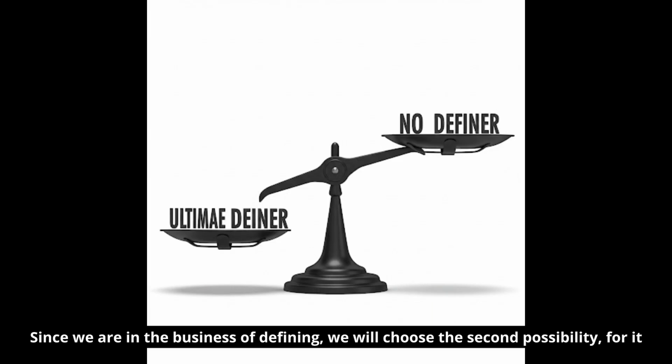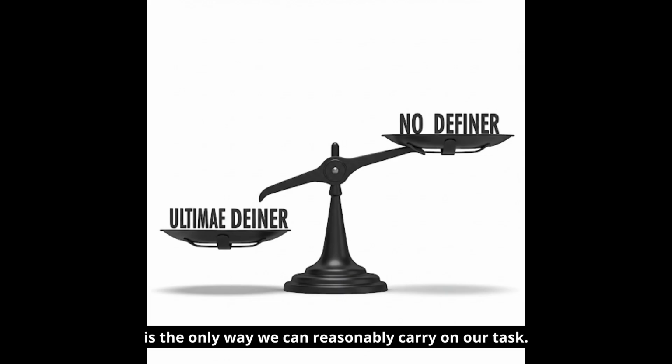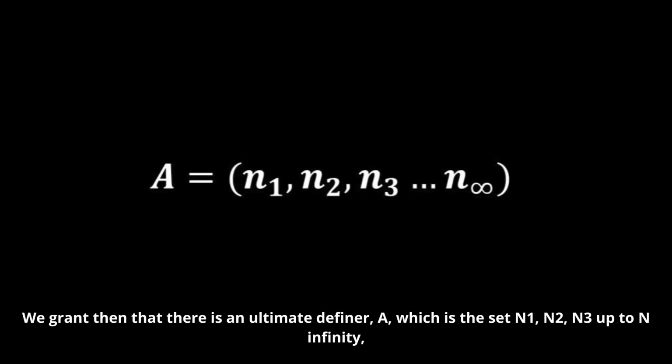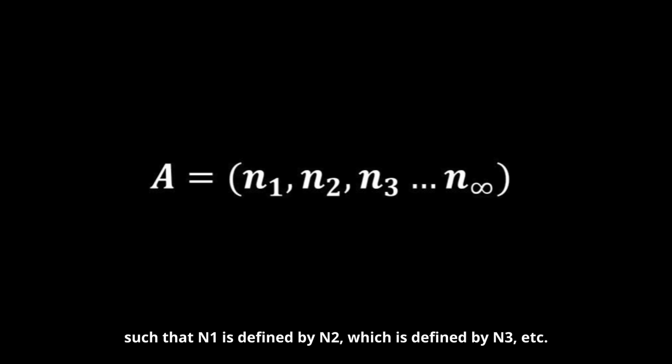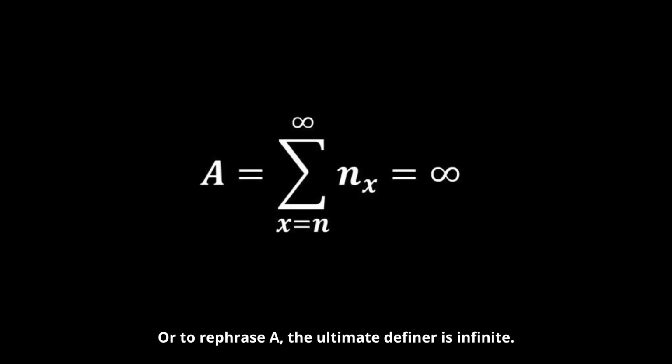Since we are in the business of defining, we will choose the second possibility, for it is the only way we can reasonably carry on our task. We grant then that there is an ultimate definer A, which is the set n1, n2, n3 up to n infinity, such that n1 is defined by n2, which is defined by n3, etc. Or to rephrase A, the ultimate definer is infinite.